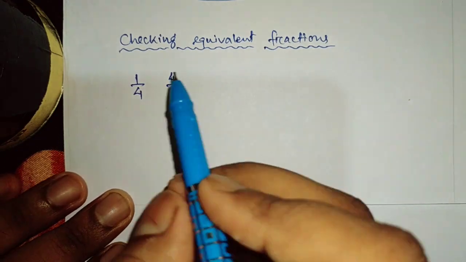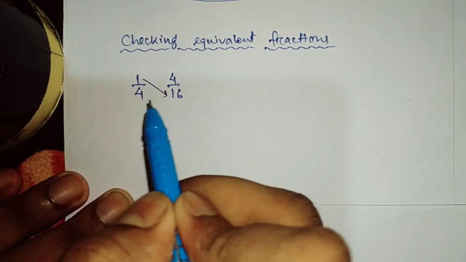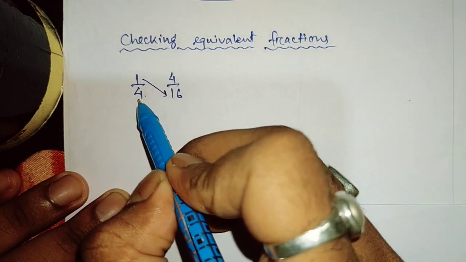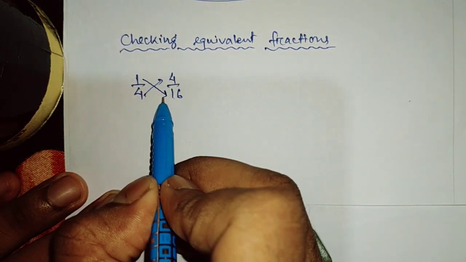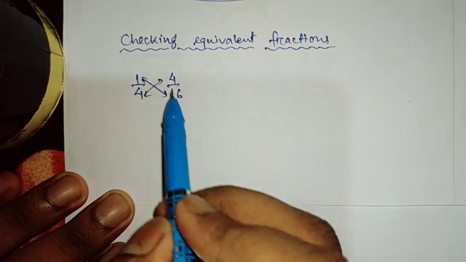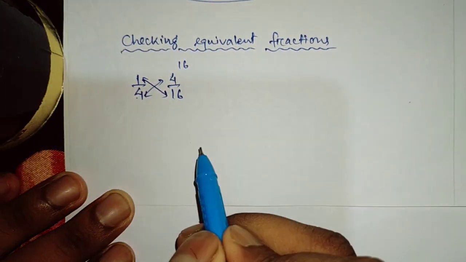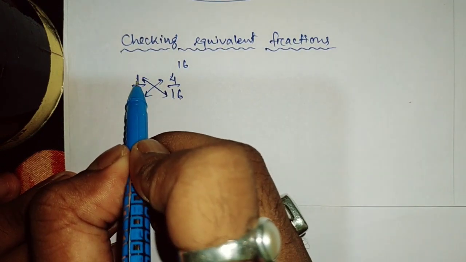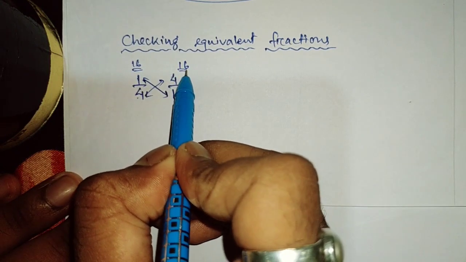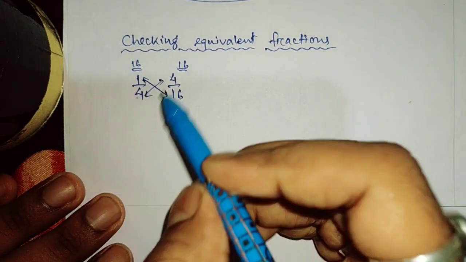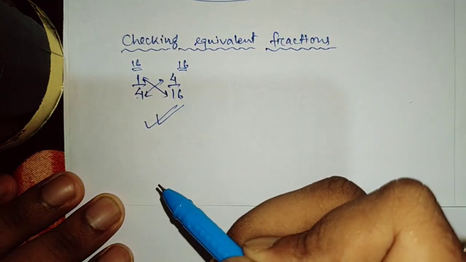So what will we do? We will multiply the numerator of one fraction with the denominator of the other fraction, and the denominator of this one with the numerator of this one, like this. You can see that 4 into 4 will be 16, and 16 into 1 will be 16. So here 16 and 16 are both the same. Yes, that means this pair of fractions is equivalent.